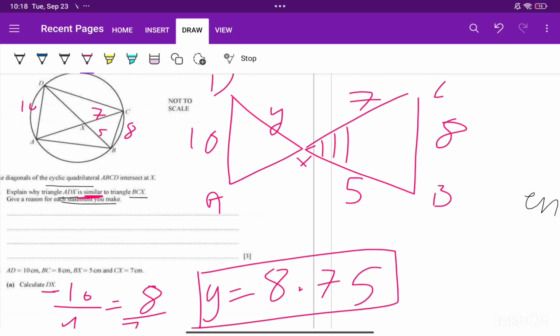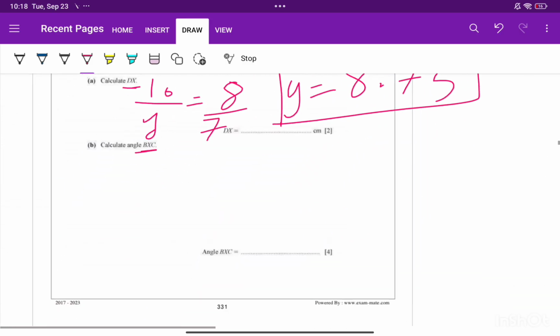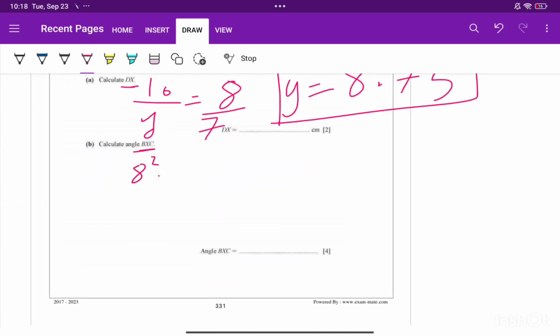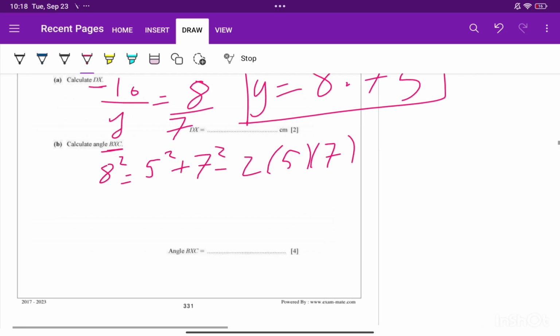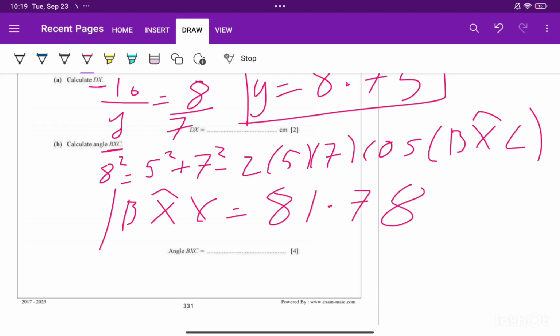Angle BXC, so this angle. As we know all sides of this triangle, we can use the cosine rule. The cosine rule says 8 squared is equal to 5 squared plus 7 squared minus 2 times 5 times 7 times cos BXC. Now we will simplify it. I'm doing it directly in the calculator. So BXC will be equal to 81.78. This is our answer.